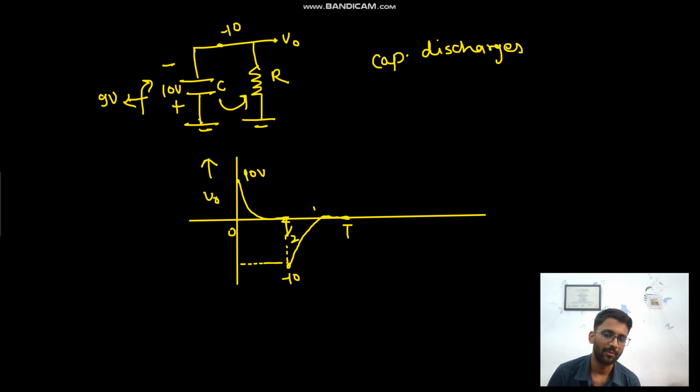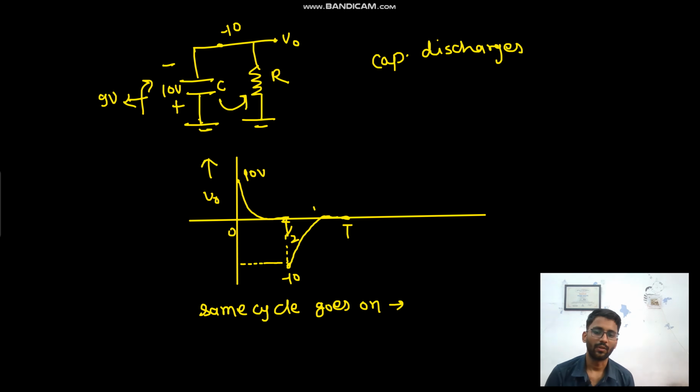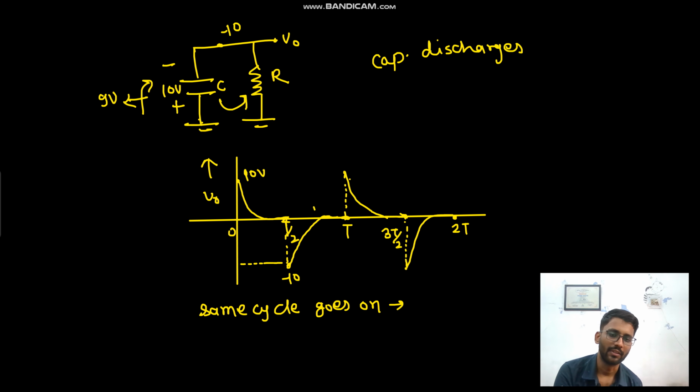So this cycle goes on from 10 to 0, from minus 10 to 0. The same cycle goes on. Now you can draw the output waveform on your own. Let me draw it here only. Again from here 10 to 0, from 10 to 0, then from minus 10 to again 0. So like this we are having the voltage waveform. Do you get it?